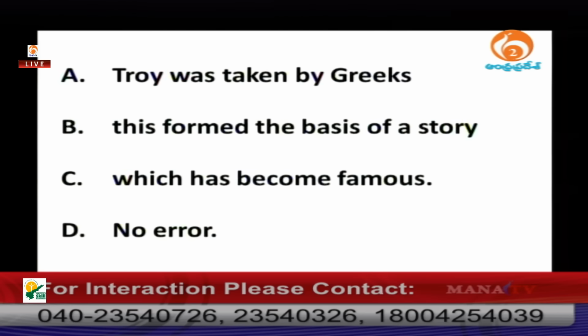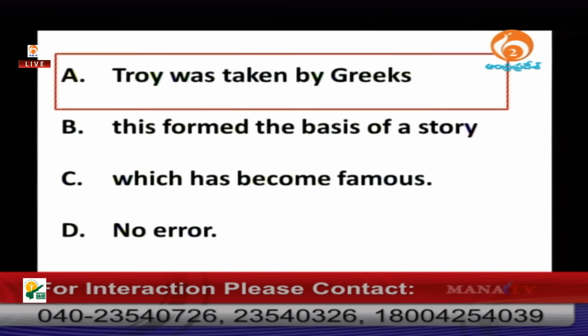Next question. Troy was taken by Greeks. This formed the basis of a story which has become famous. Troy was taken by the Greeks. We are talking about a specific group here. The Greeks, the is missing. That's why the first stem will be the correct answer where the error is.